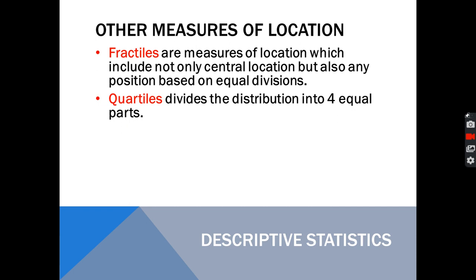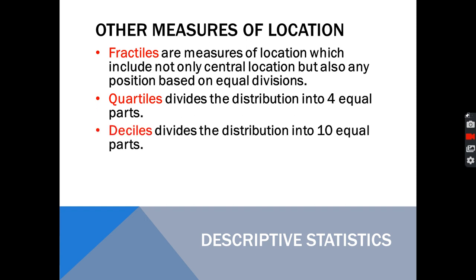The first one is the quartiles. So what are quartiles? This is what we call when we divide a distribution or a data set into four equal parts. So for example, 100% divided by 4. So the first quartile is 25%. The second quartile is the 50%. The third quartile is the 75%. And the fourth quartile is 100%.